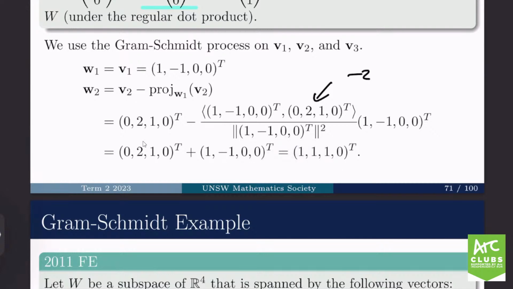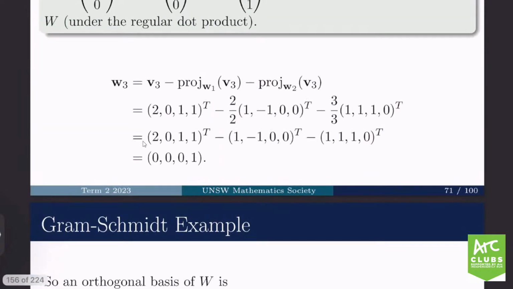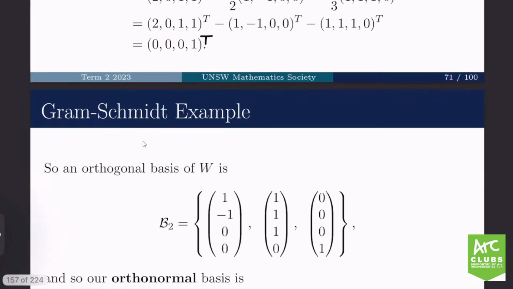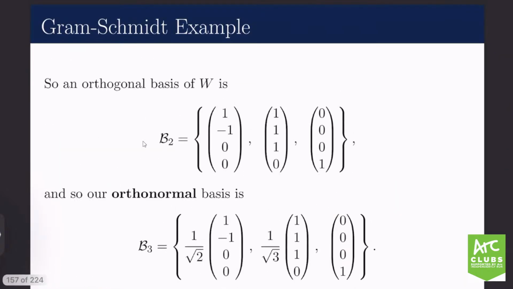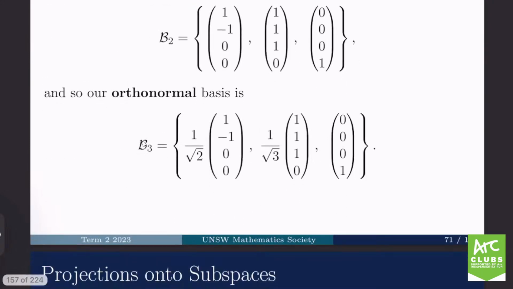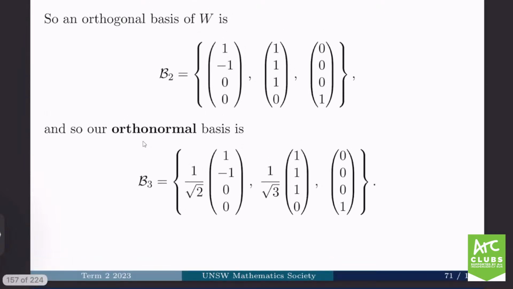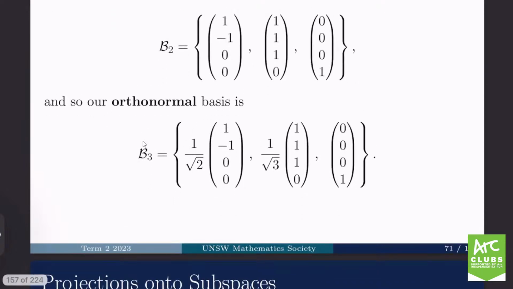Now to find the third vector, we're going to need to take v3 minus the projection of v3 onto w1 minus the projection of v3 onto w2. We'll do a bunch of projections, and then what we'll finally get is (0, 0, 0, 1) transpose. So our orthogonal basis will be these three vectors. Now to find our orthonormal basis, we're going to have to divide by the length of each vector. For example, the length of vector 1 is root 2, so we'll divide by root 2, and so forth.